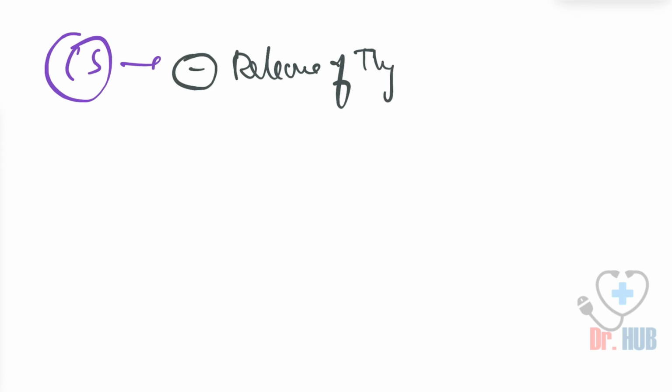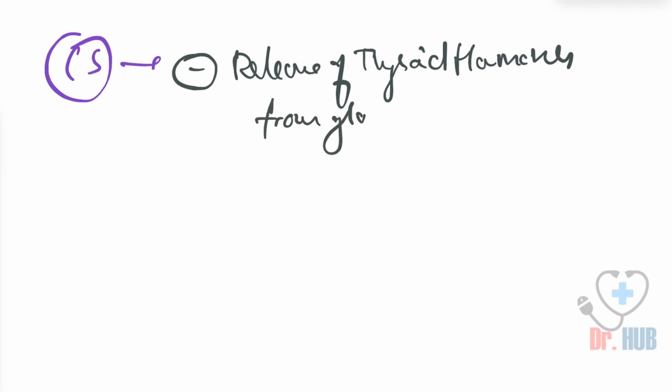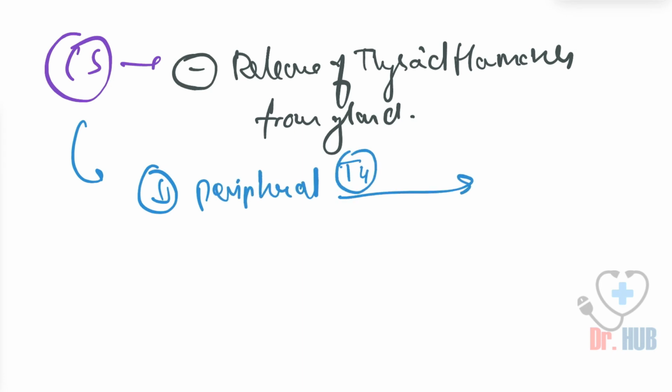The CS is nothing but the corticosteroids. What the corticosteroids do is inhibit the release of the thyroid hormones from the gland. Next, the CS also reduces the peripheral conversion from T4 to T3. So what we are seeing is the T4 to T3 peripheral conversion reduction. It takes place with almost most of the medications.